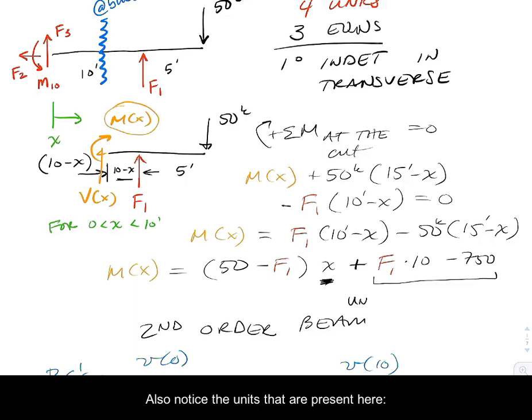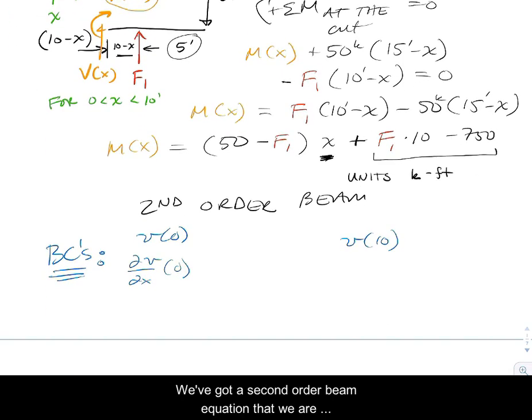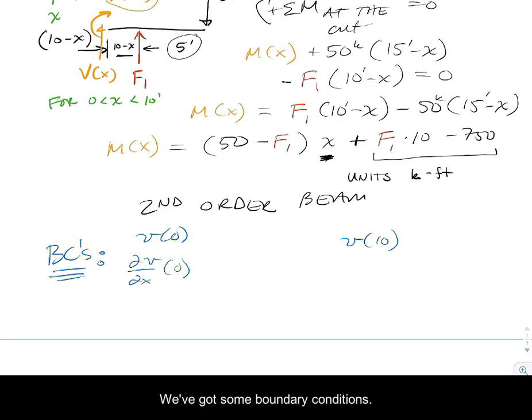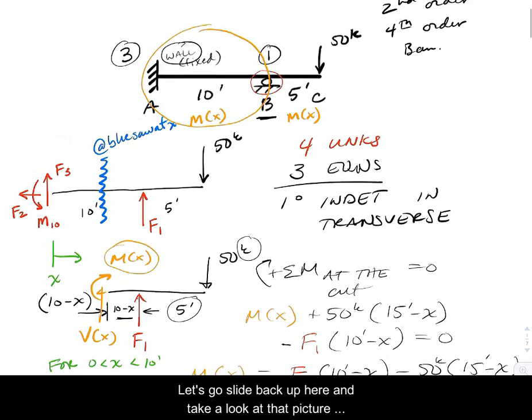I'd also notice that the units present here are going to be kip feet. That's what's on our beam from our load, and also our dimensions are in feet. So we've got a second order beam equation that we are going to solve, and we've got some boundary conditions. So let's slide back up here and take a look at that picture all the way at the very top.